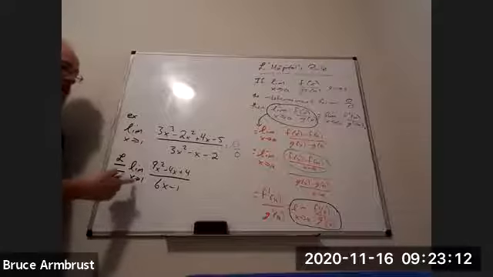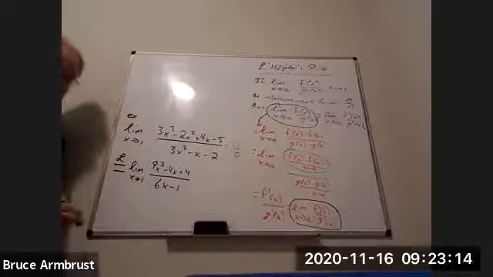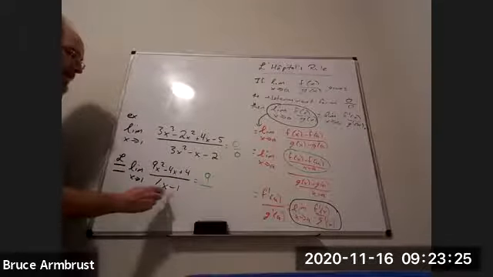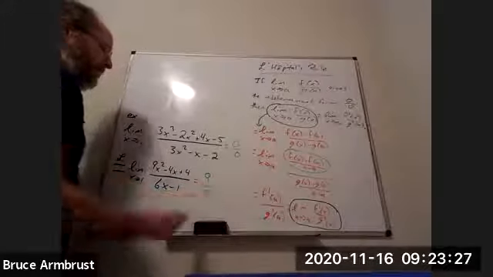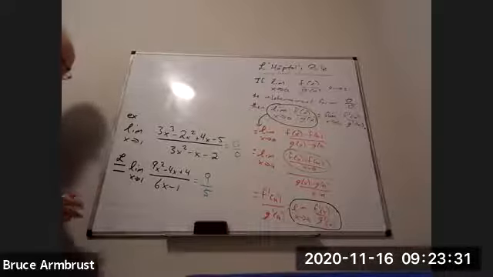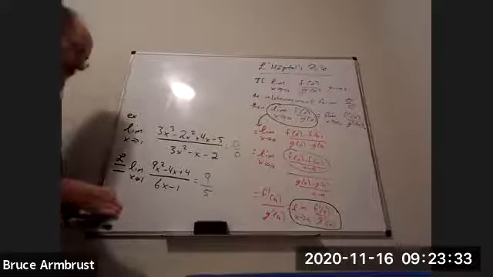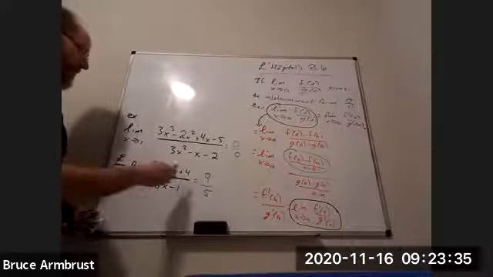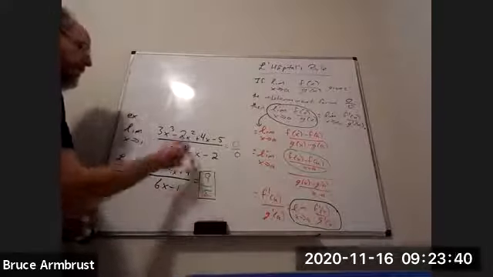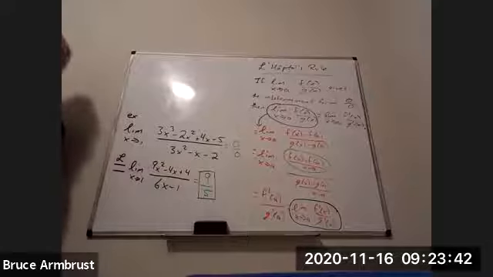All right, so now let's plug in 1. Let's see what we get. So I plug in 1, I'm going to get 9 minus 4 plus 4, which is 9. On the bottom, I'm going to get 6 minus 1, which is 5. And that, my friends, is our answer. That's the limit as x goes to 1 of this function.